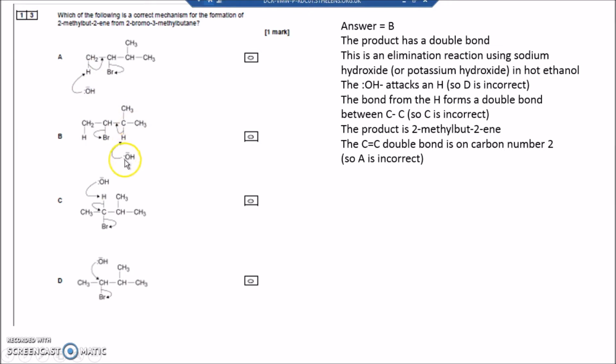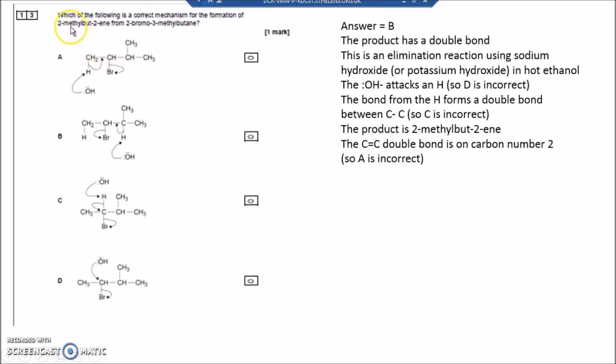Let's have a look at A and B then. Going for an H, so the OH minus attacking an H, the electrons from the H going between the C and the Br being released. That looks very promising. And the OH minus reacting with the H, the bond going between the two C's and the Br being released. And that's a perfectly good mechanism as well. The only difference is that this one's going to form a double bond here between carbon number 1 and carbon number 2.